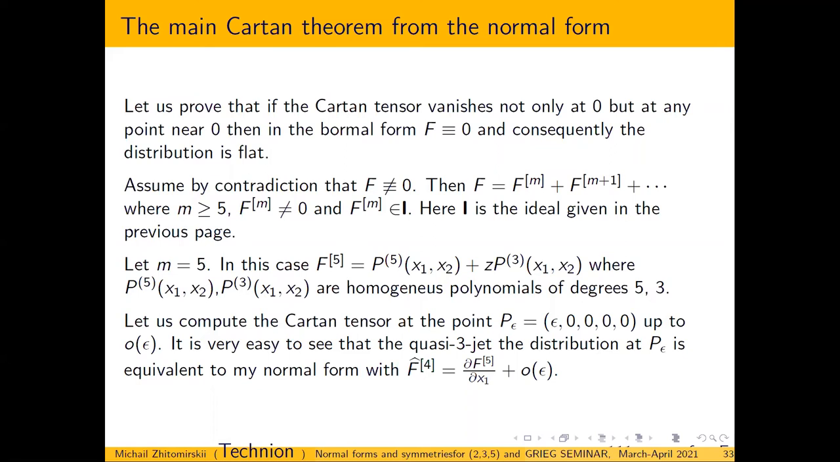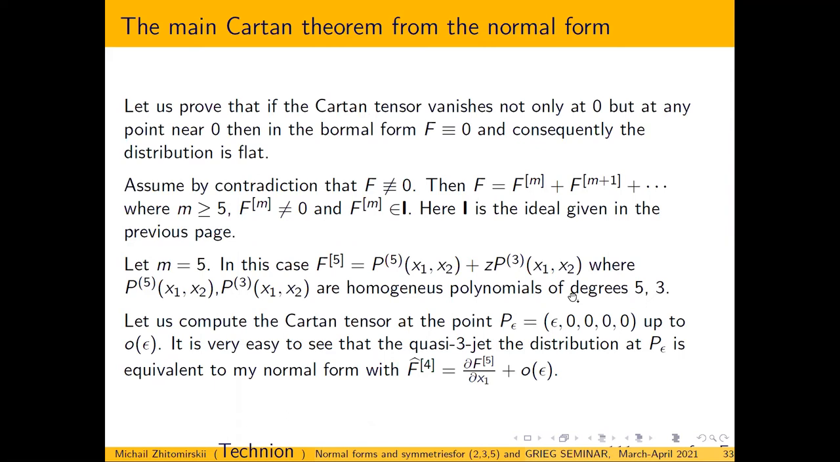And I assume by contradiction that it is not, then it starts with some M. This M will be at least five, because it is given to me that the Cartan tensor vanishes everywhere, in particular at zero. So F starts with degree of quasi-homogeneity at least five. Okay, let me first prove that F5 is zero. What is F5? It belongs to my ideal. This is the form for F5. These two guys are simply, in the usual sense, homogeneous polynomials of x1, x2, of degree 5 and 3.